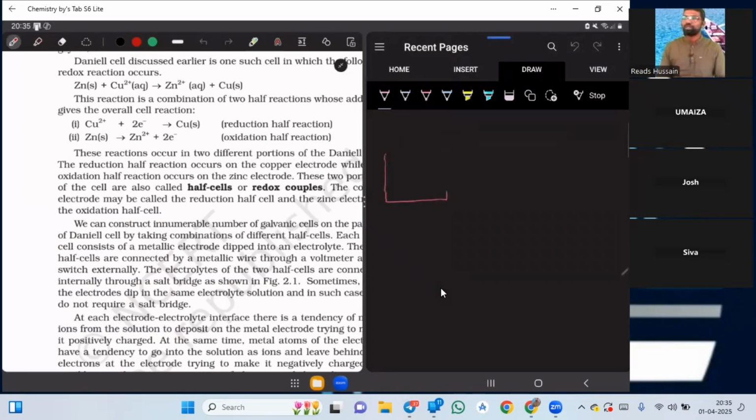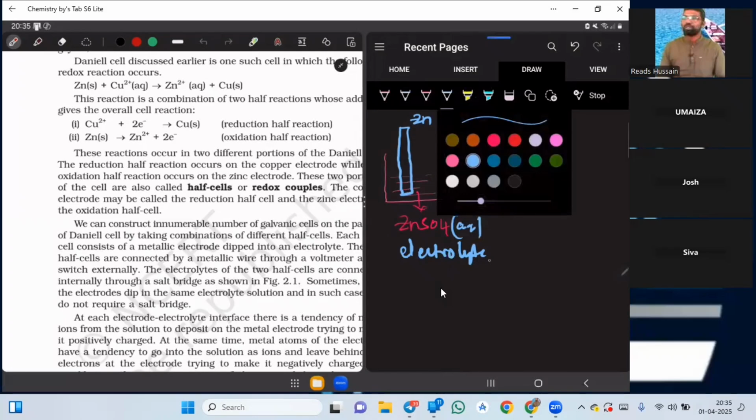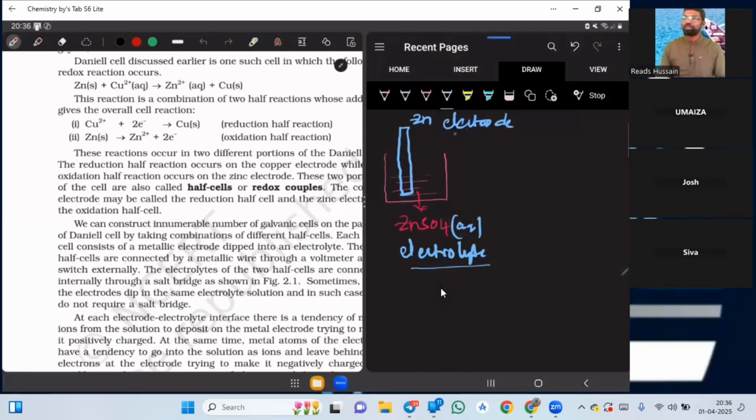In the galvanic cell, we have taken two half cells. For example, this is zinc sulfate solution, ZnSO4 solution, and a zinc rod is kept in the zinc sulfate solution. This zinc rod is called the electrode, and this aqueous zinc sulfate solution is called the electrolyte.